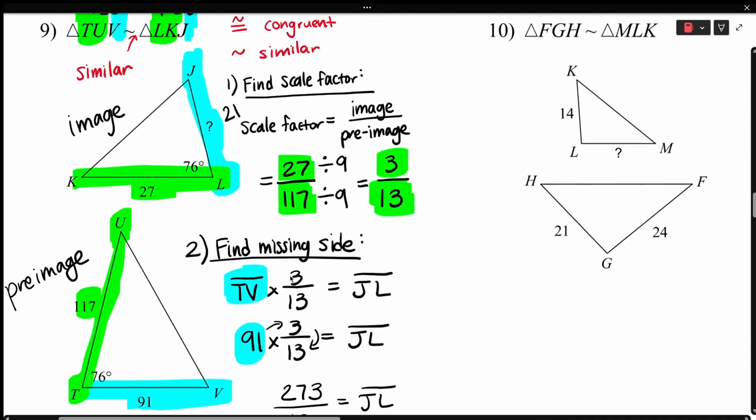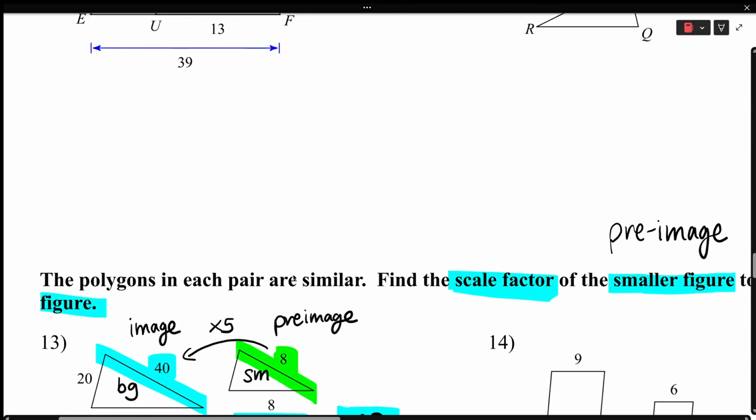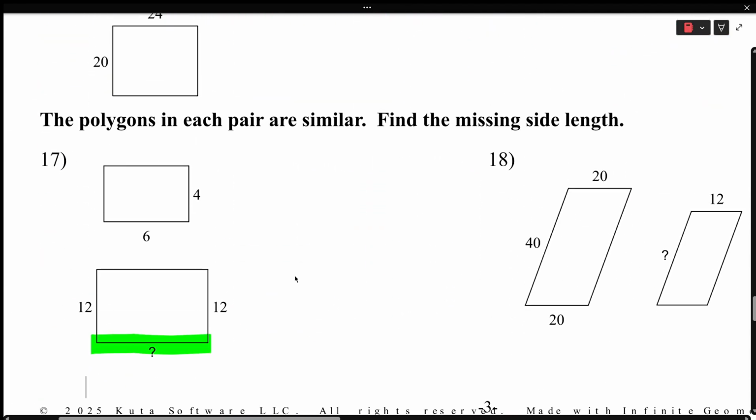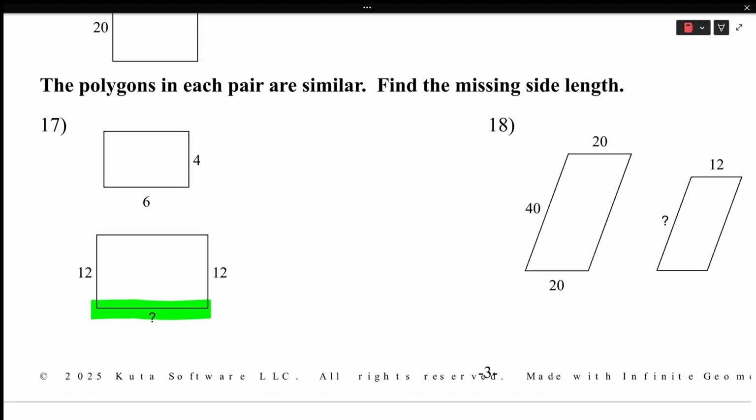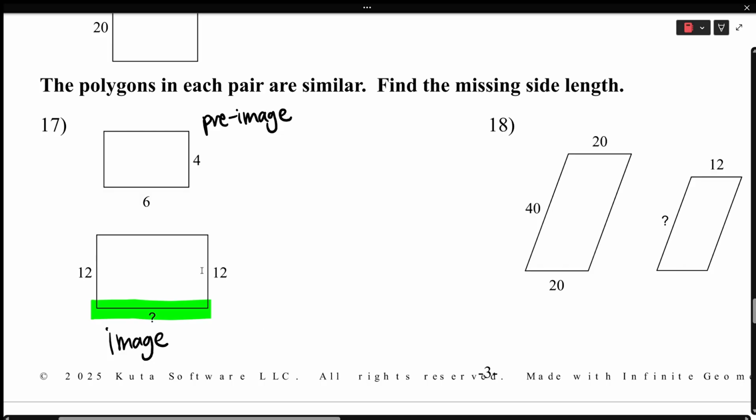But if you just look at the picture, you can kind of tell what the scale factor is going to be. I'm trying to find the side of the bigger shape. So this is our image. This one is our pre-image. We're starting from the smaller rectangle and then we're ending up at the bigger one.